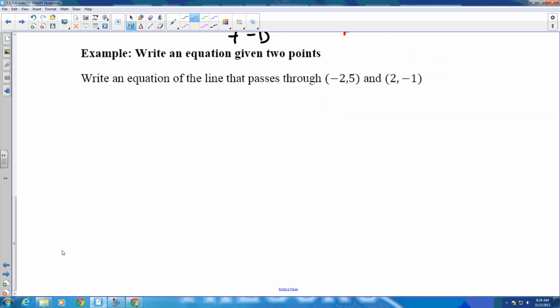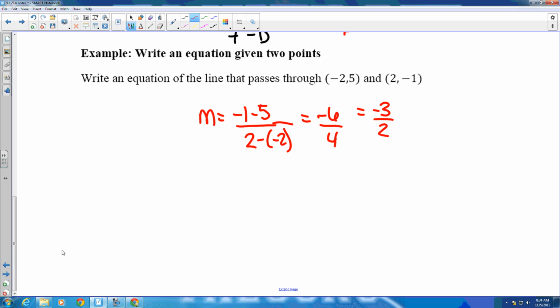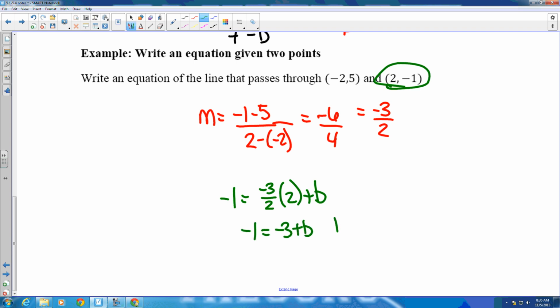Okay, we had some questions like this in the last section. Write an equation of a line that passes through two different points. So you have to find the slope. y2 minus y1 over x2 minus x1, which is -6 over 4, or -3/2. And then we get to pick one of these 2 points. I'd say we pick this one. It makes no difference whatsoever. So -1 equals -3/2 times 2 plus b. -1 equals -3 plus b, or b equals 2. And then write in the equation, y equals -3/2 x plus 2.